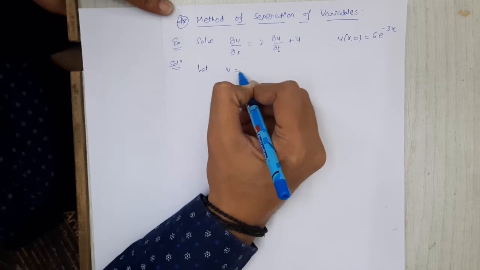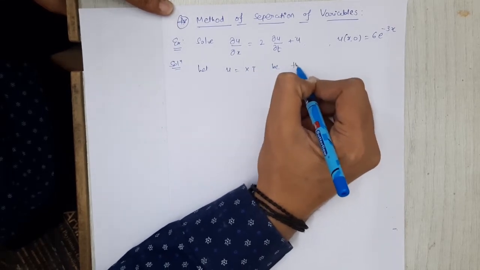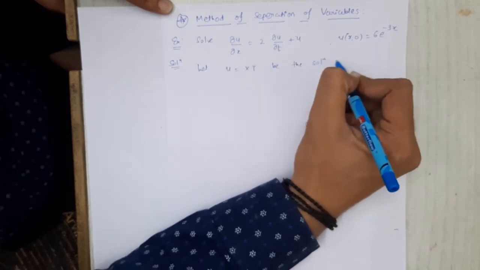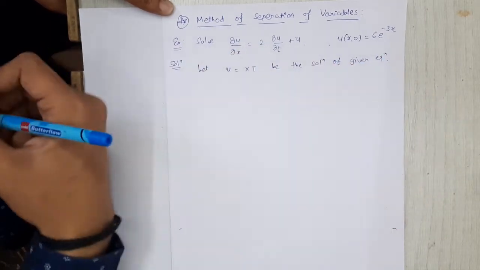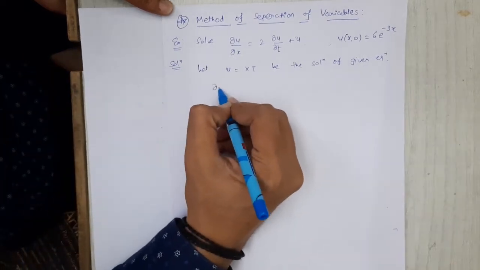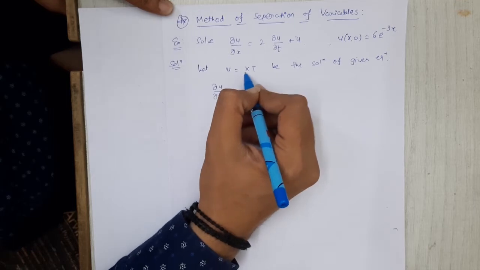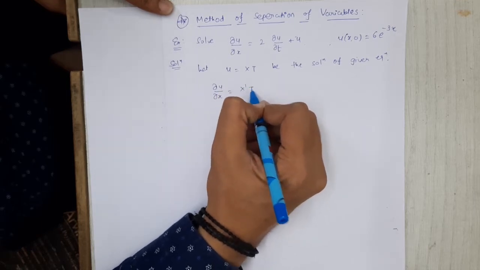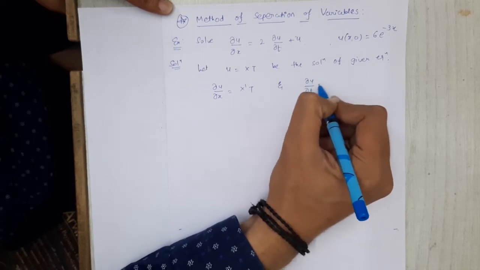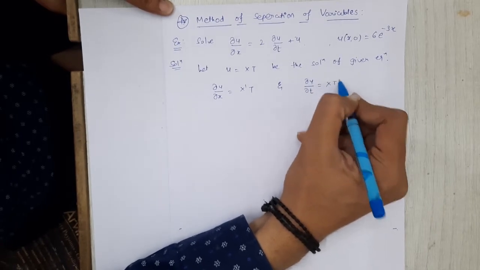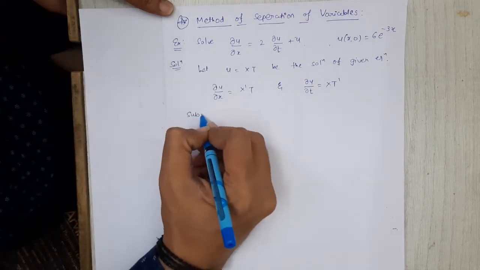u is equal to X(x)T(t) be the solution of the given equation. Right. Then del u by del x is X' T, and del u by del t is equal to X T'.